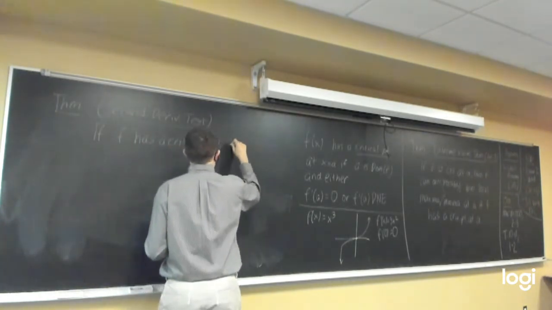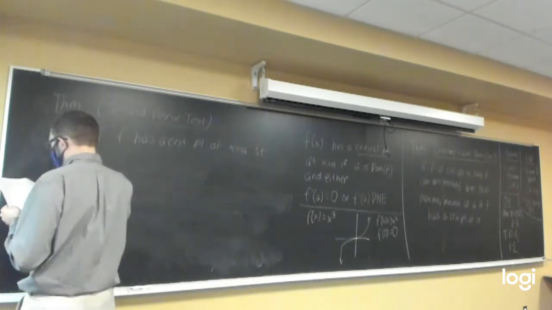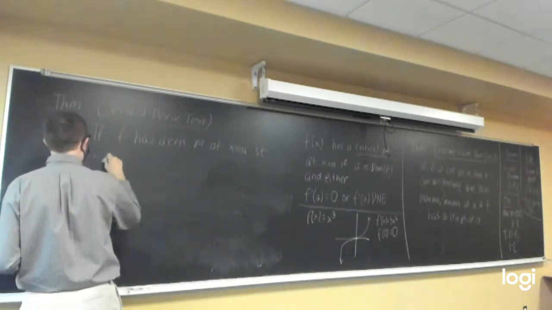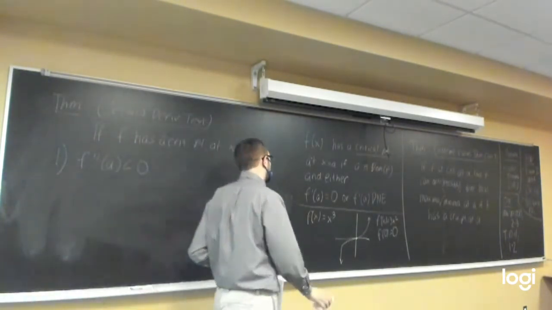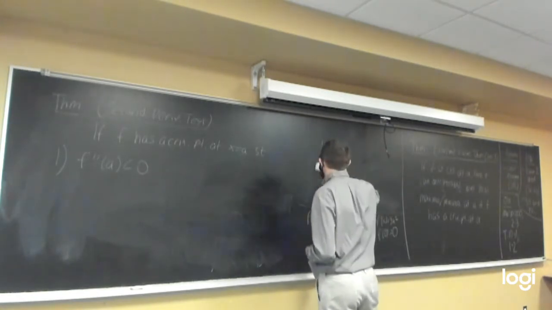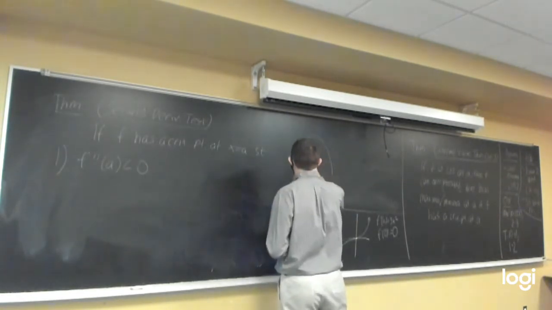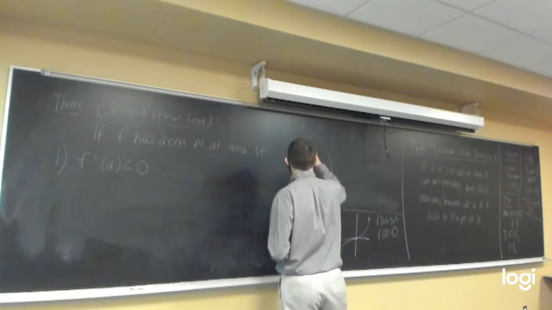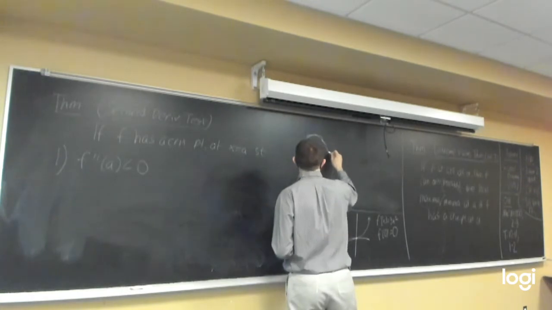And the way it works is we can say if f has a critical point at x equals a, such that, first of all, let's assume f double prime of a is negative. And so if f double prime is negative, that means we have a concave down function, where as we go from left to right, our slopes are getting less and less positive and more negative.